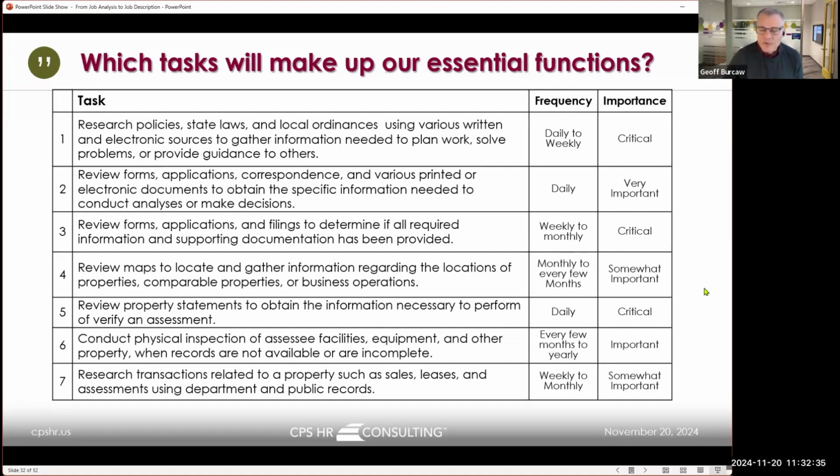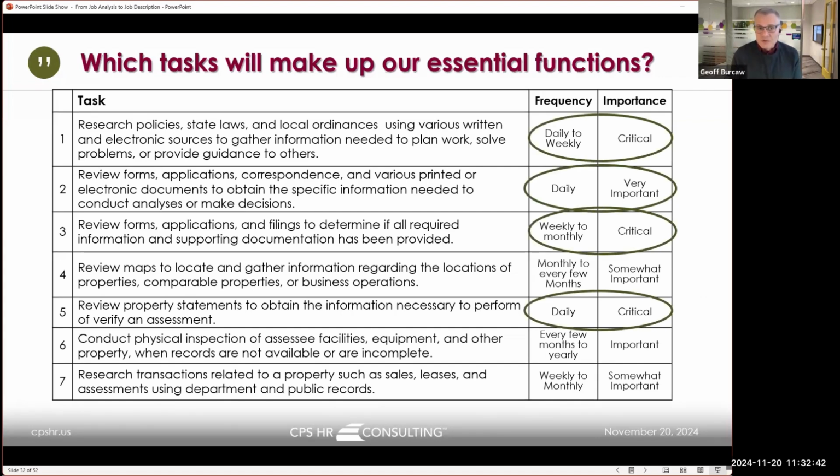So remember what we're looking for when we're talking about essential functions. We want to look for things that are generally performed frequently, at least with some regularity, and we also want things that are important. So a good place to start is you look at certainly your critical tasks or your very important tasks, and then also the tasks that are performed most often. You can see that with these 4, these are probably going to make up our essential functions.